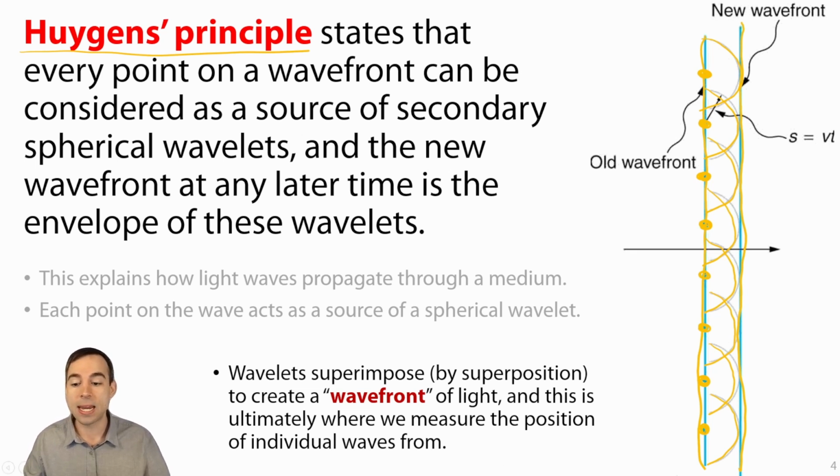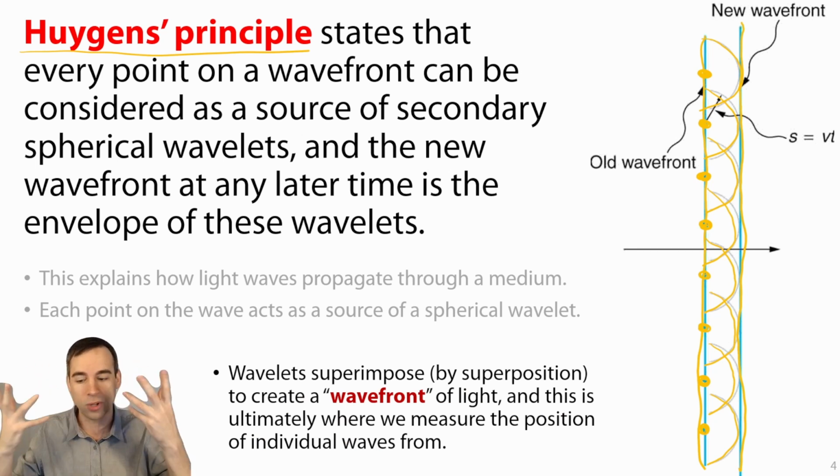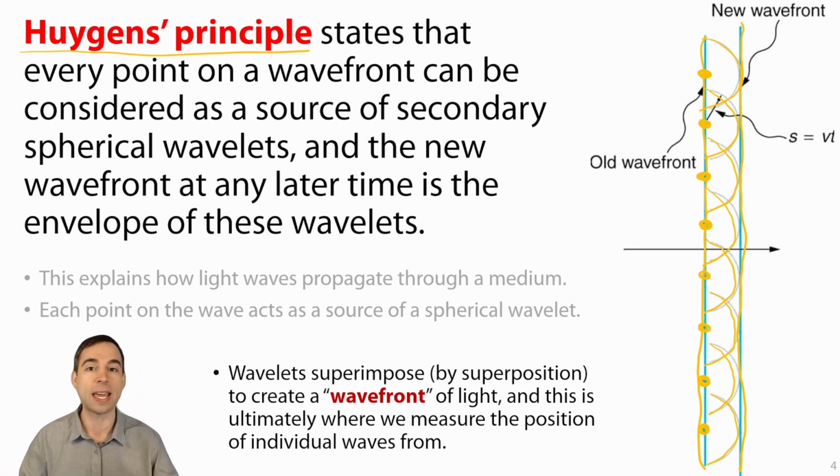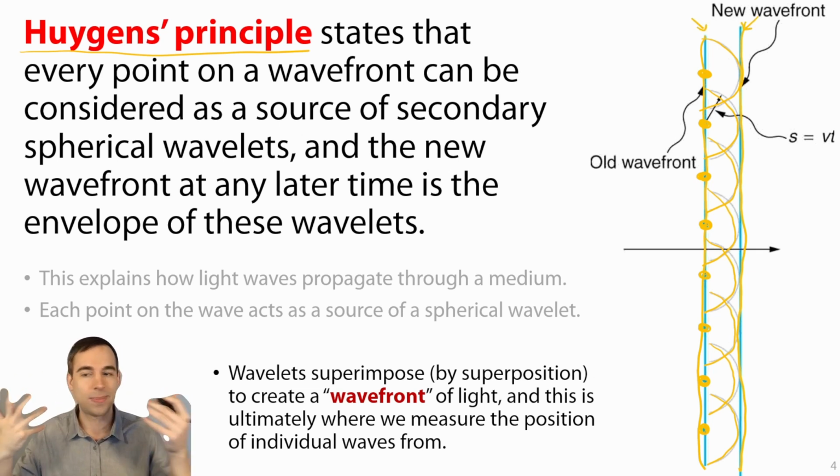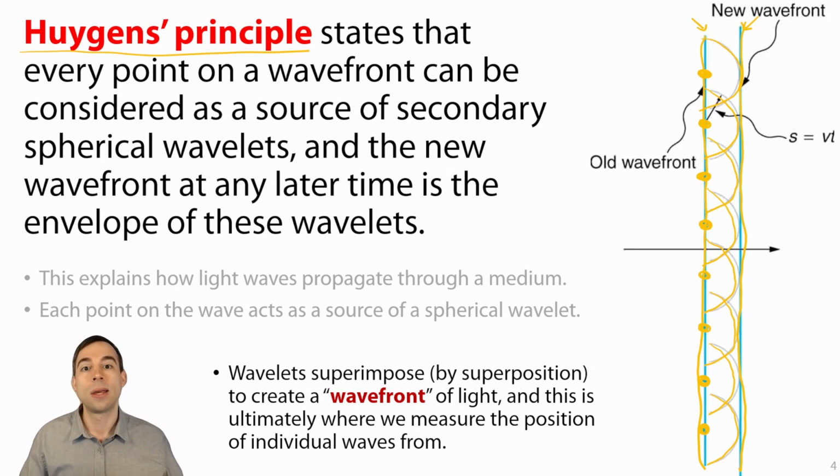And these many spherical wavelets superimpose on top of one another to create what we call a wave front. And that's really the point that we measure the light wave from. So each of these lines right here, these vertical lines, is a wave front. That's sort of like the crest of each successive wave front, and so that's how we'll end up thinking about light waves.